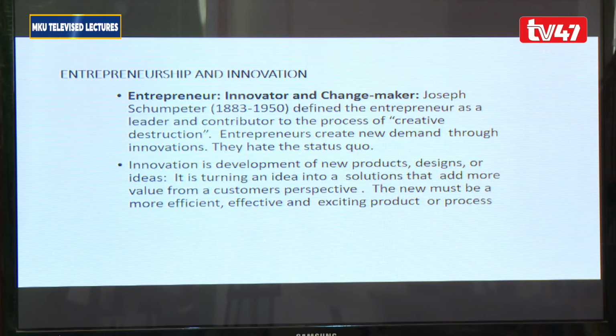Then, let's look at what we call entrepreneurship and innovation. According to Schumpeter, entrepreneurs must be very innovative. Actually, he almost equates entrepreneurship to innovation. He says that entrepreneurs hate the status quo, as I said earlier, and therefore, they are creative destroyers. They create creative disruptions. They disrupt the market. They are able to create new demand through innovations.